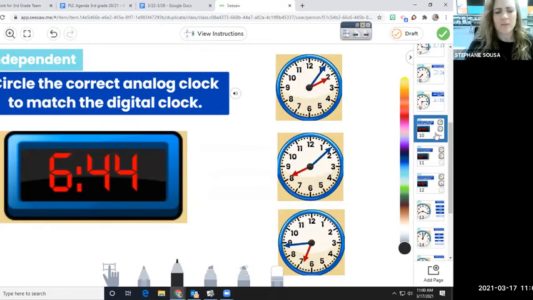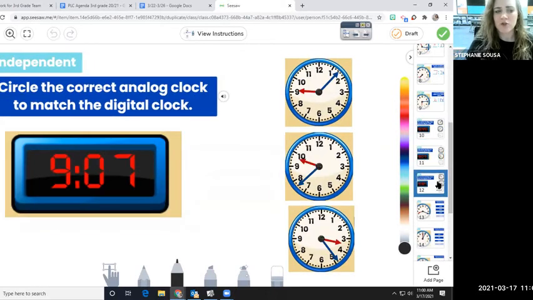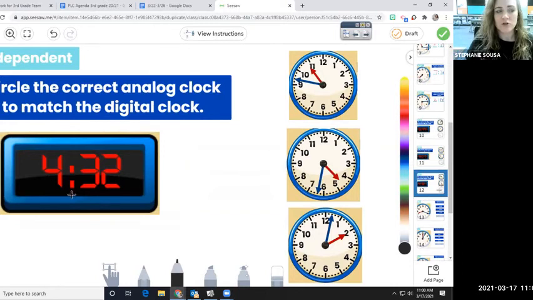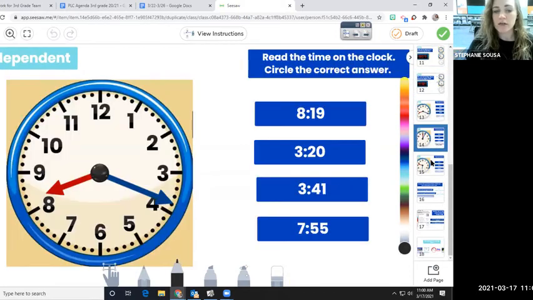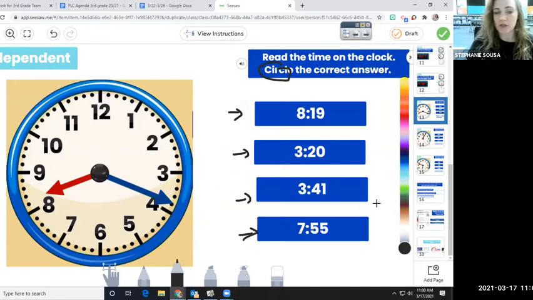On slides 10, 11, and 12, there is a digital clock, and you're going to circle the correct analog clock that shows the same time. Okay, so slides 10, 11, and 12, you're going to circle the analog clock. On slides 13, 14, and 15, you're going to look at the analog clock and you're going to circle the digital time. Okay, what digital time is matching the clock?